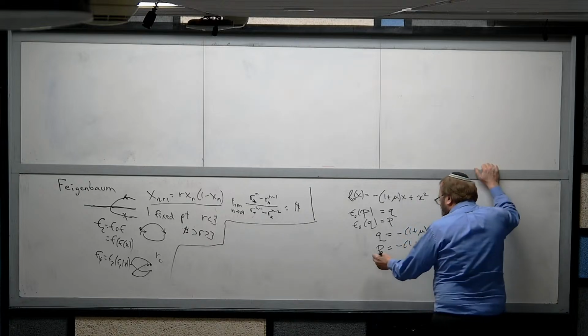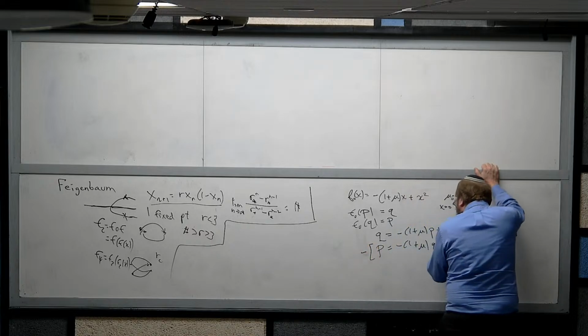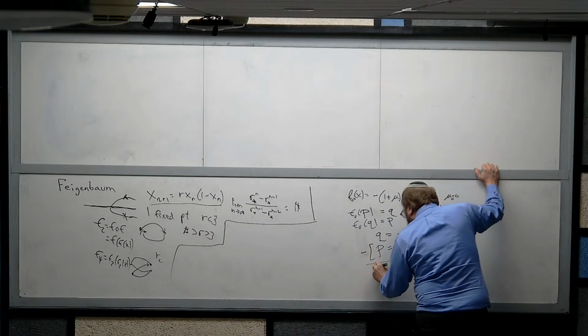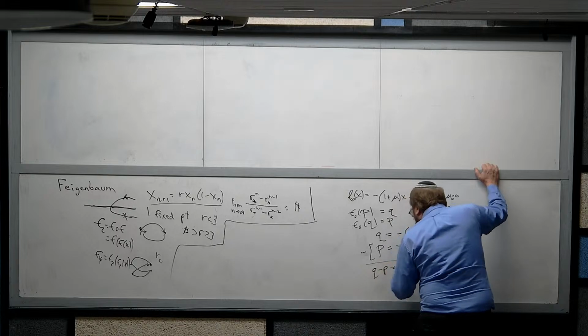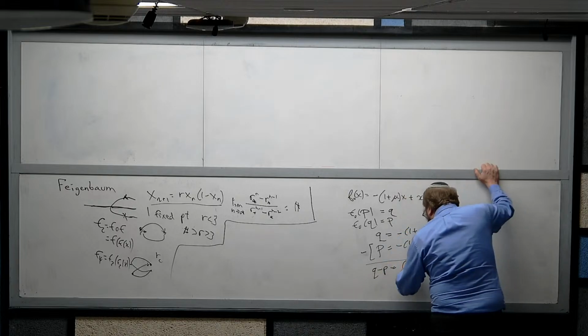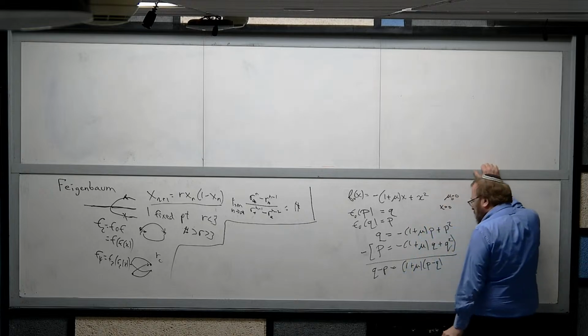And now let's subtract these equations one from the other, and you get q minus p equals minus (1 plus mu) times (p minus q) plus p squared minus q squared, right?